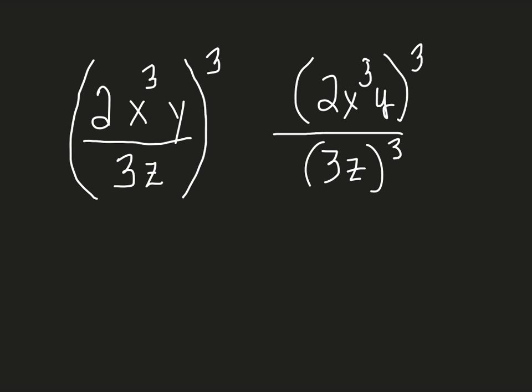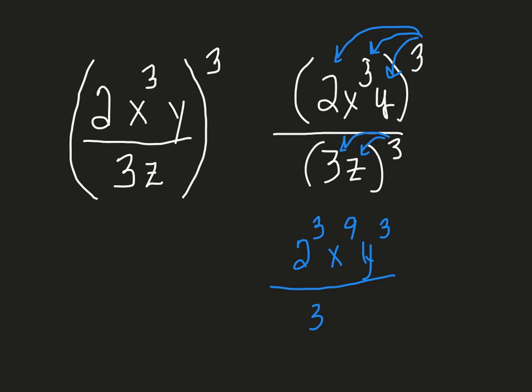So now that I've broken it up, it doesn't matter if you did or not. You're still going to get the same answer. So I'm going to distribute that 3 to everything on the inside. So I get 2 to the 3rd, x to the 3 times 3 is 9, and then y to the 3rd. And then for the bottom, still using that 3, that would be 3 to the 3rd power, z to the 3rd power. And that would be it.